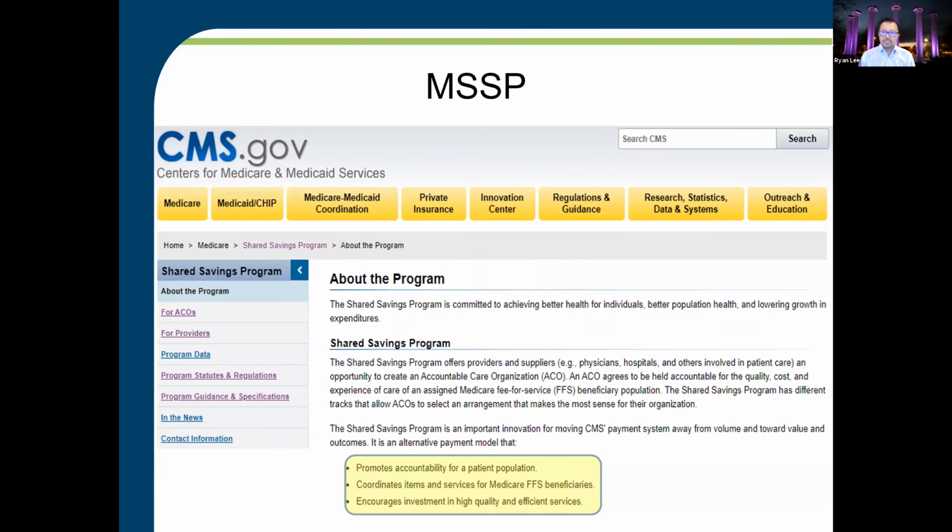And that really leads us into the prototypical type of an ACO, the Medicare Shared Savings Program, which basically incorporates elements of everything I just talked about, that we're accountable for the care of a defined population. And then we coordinate all of these services for these patients, all at the same time making sure we maintain quality and decrease costs. So how does that work exactly?